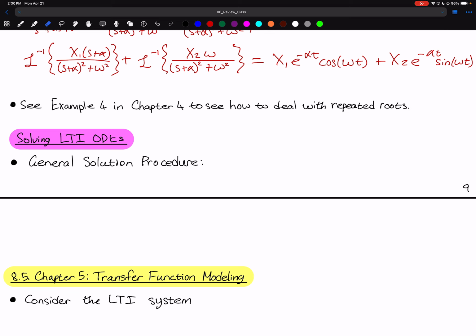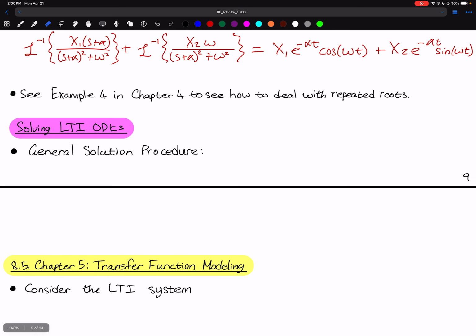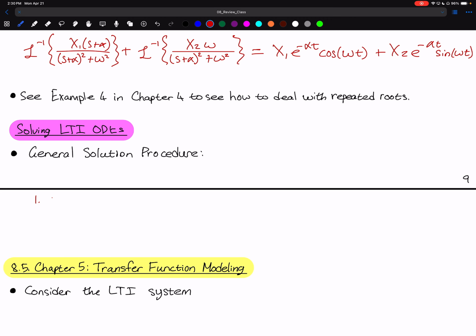All right, we're going to look at how we solve linear time invariant ODEs using this technique. There's a general problem solving technique. Step 1, we're going to convert our ODE into an algebraic equation in s. So we're applying the Laplace transform to that ODE, and this is going to give us an algebraic equation in s.